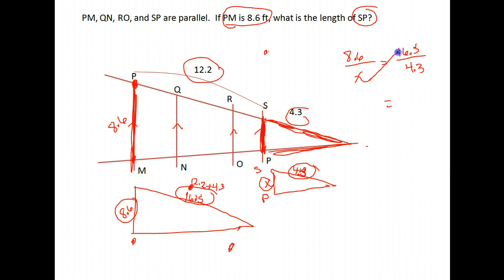Let's go ahead and solve that. So we are going to, once again, cross multiply. So we have 8.6 times 4.3 equals 16.5x. We go ahead and do our multiplication. And we get 36.98 equals 16.5 times our x, and we have one more step to go. We're going to divide both sides by 16.5.